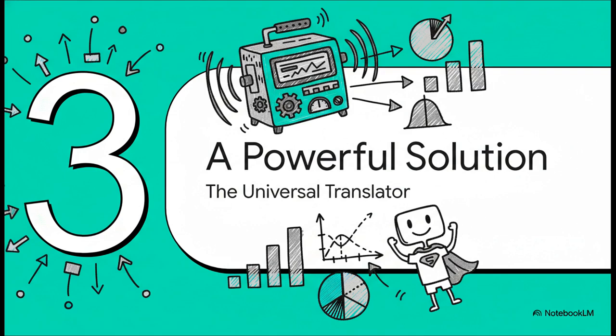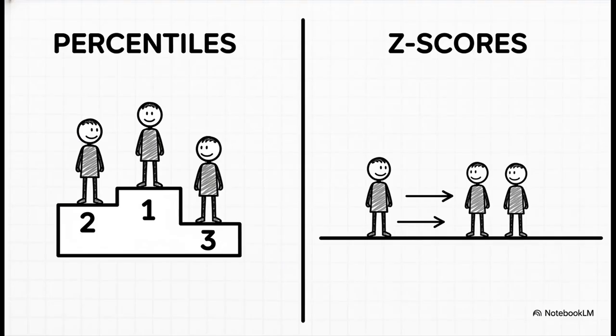Now, the IQR method is fantastic, especially when your data is a little lopsided, but what if we need a bit more nuance? What if we want to know how much more unusual one score is than another? For that, we need something I like to call the universal translator of statistics. See, percentiles are great for telling you your rank, but they don't tell you anything about the distance between the scores. Was the person just ahead of you a tiny bit better, or were they miles ahead? To understand that distance, we need the z-score.